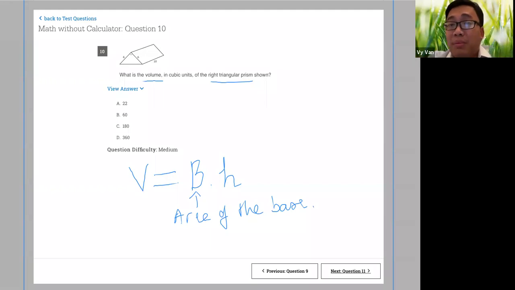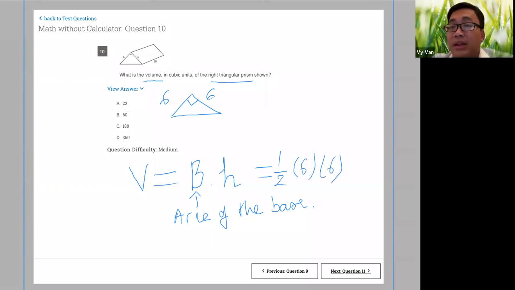Here the base is in the shape of a right triangle. So how do you find this big B? The area of a triangle is 1/2 times base times height. This is a right triangle, so the base and the height are the 2 legs. So it would be 1/2 times 6 times 6. And then the height of the prism is this, right there, times 10. So 6 times 6 is 36, times 10 is 360, divided by 2 is 180. And that's your answer right there.